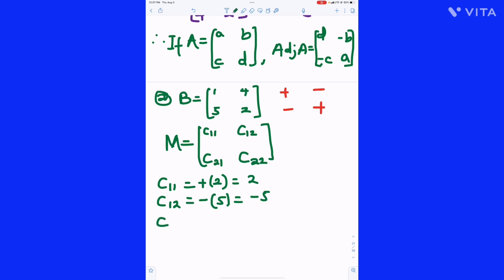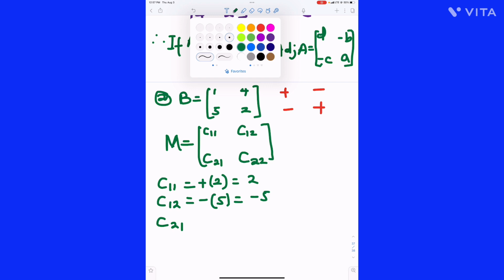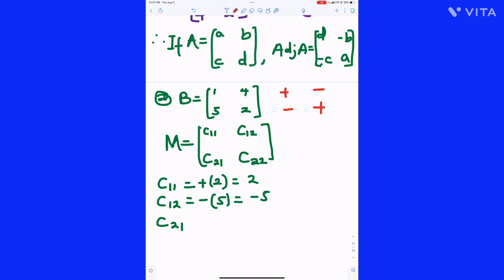That gives me minus 5. Let's find the cofactor of the element in the second row, first column. What's the element in the second row, first column? This one. That means you are looking for the cofactor of 5. After crossing the row and column where 5 is located, all I have left is 4. 4 should take a negative sign. So the cofactor of 5 is minus times 4.